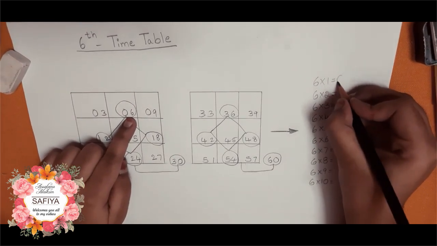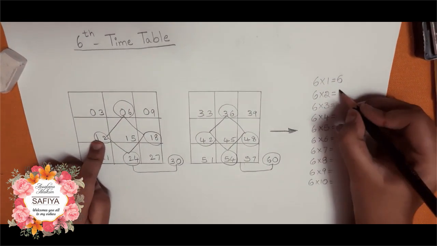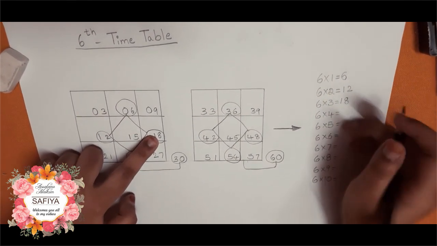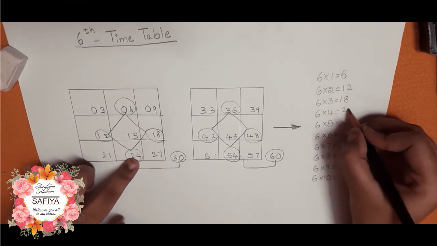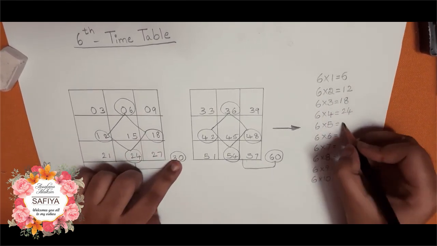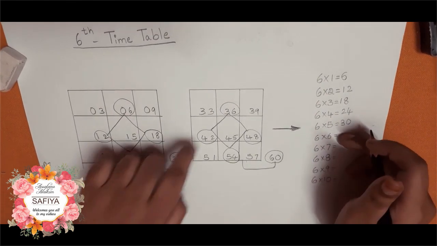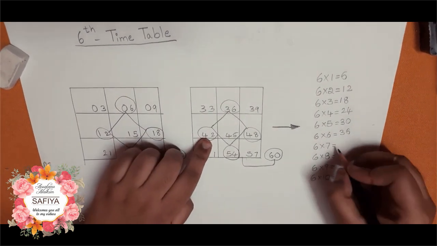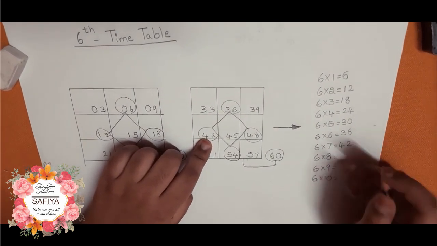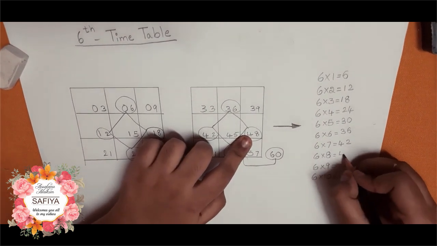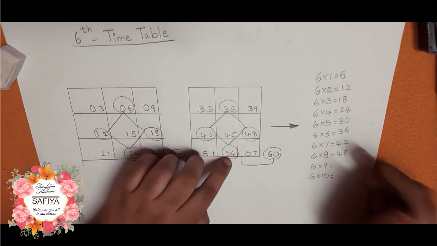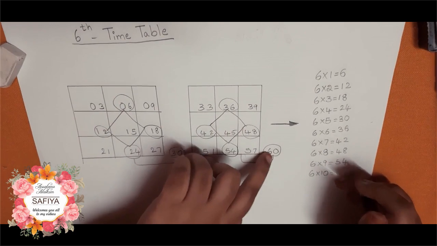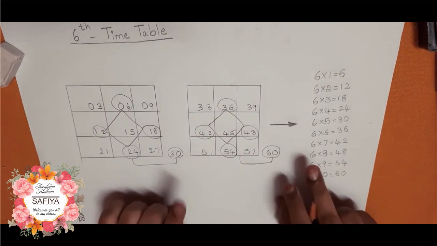6 ones are 6. 6 twos are 12. 6 threes are 18. 6 fours are 24. 6 fives are 30. 6 sixes are 36. 6 sevens are 42. 6 8s are 48. 6 9s are 54. 6 10s are 60. Okay?